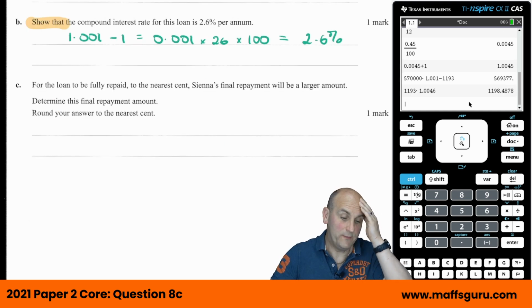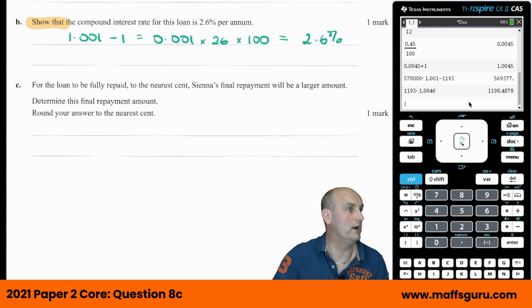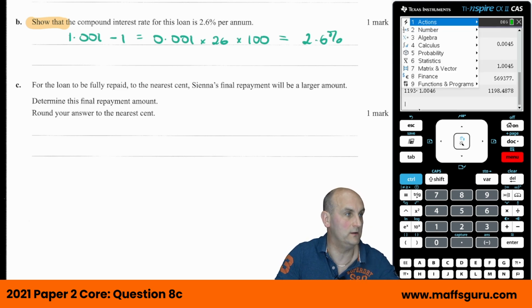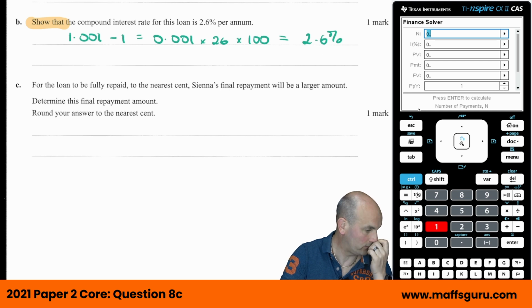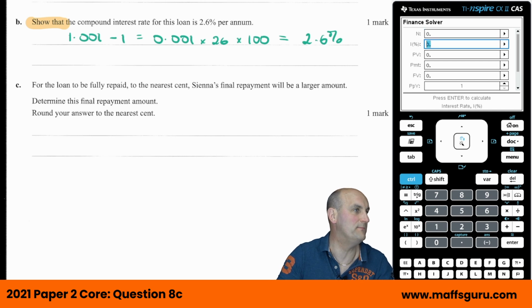Okay, for the loan to be fully repaid to the nearest cent, Sienna's final repayment will be a larger amount. So I used my financial solver here, menu 8.1. All right, so N, what was my value of N? The value of the loan after N payments may be a larger amount. The first thing I did was find out how many payments there were going to need to be.